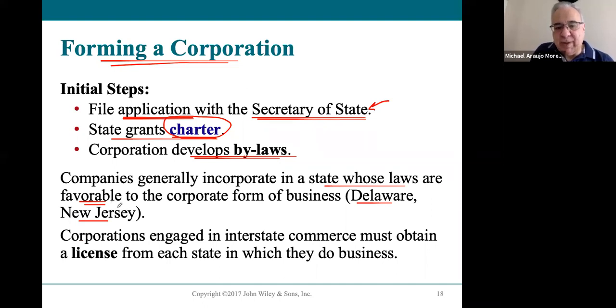Corporations that do business within the state is fine, but if you're doing interstate commerce, meaning you're selling state to state or around all the states, you need to apply for a license to do business in that state. So they recognize you. And of course, most states have taxes that they want to collect, and that's one of the more important aspects of the license as well.